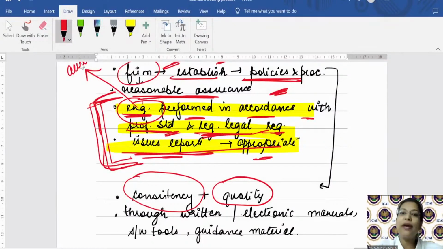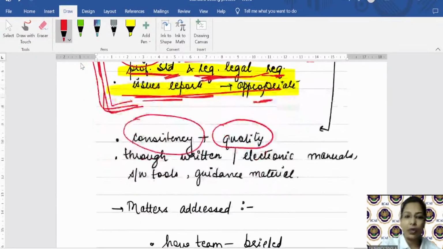एक software tool provide कर दिया कि आपको इसमें डेटा feed करना है, एक manual दे दिया that you need to read this manual and then collect the data. Some checklist has been given. For example, one team is there in the audit firm which is conducting audit of all the banks. So they are given certain guidance material on the bank audits, that when you are conducting the audit of the bank, you need to consider it. So automatically the quality of the work that team is going to deliver will increase. ठीक है, so consistency and quality will increase.